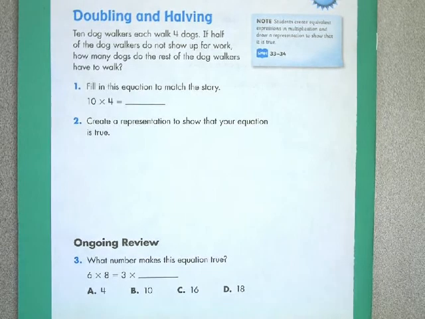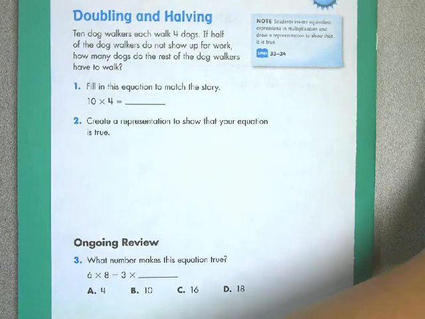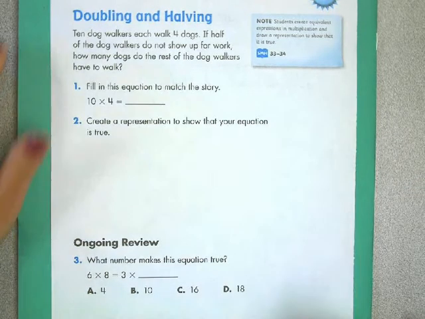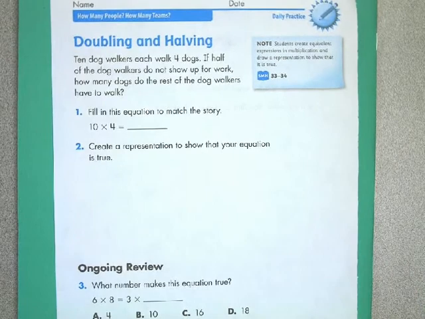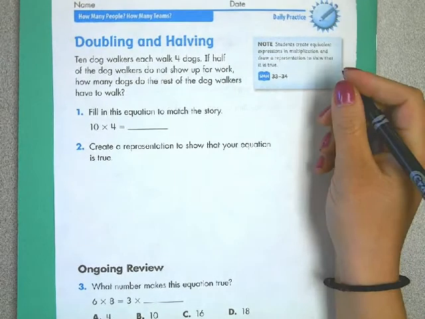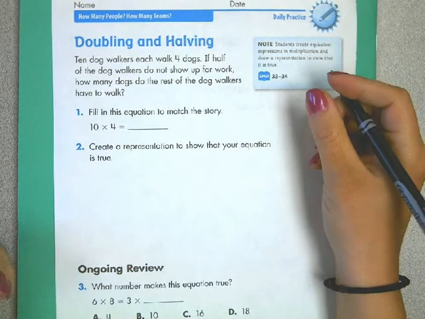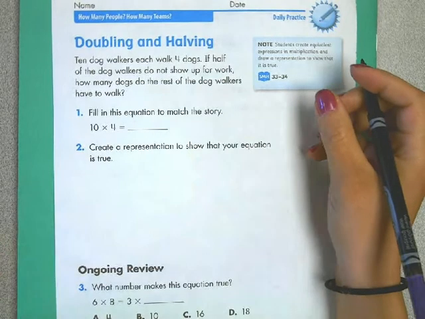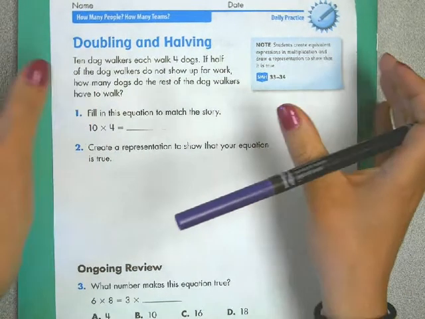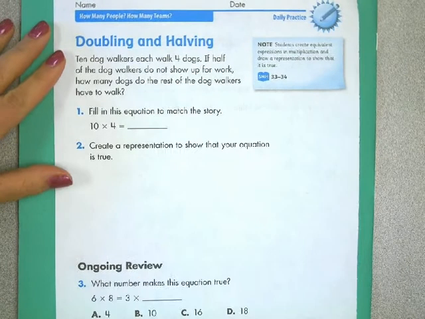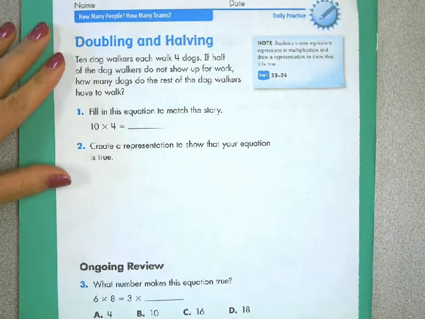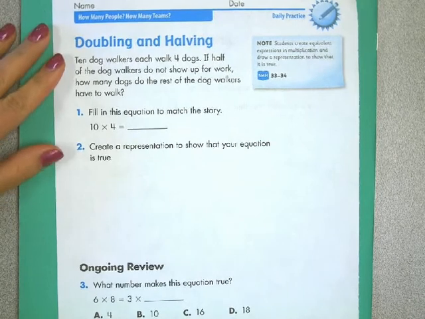Today we are going to take a look at Unit 7. This is page 2, doubling and halving. So today in class we learned about multiplication and equivalence and looking at equations and how to make them balanced. So this is practicing almost exactly what we did in class today.